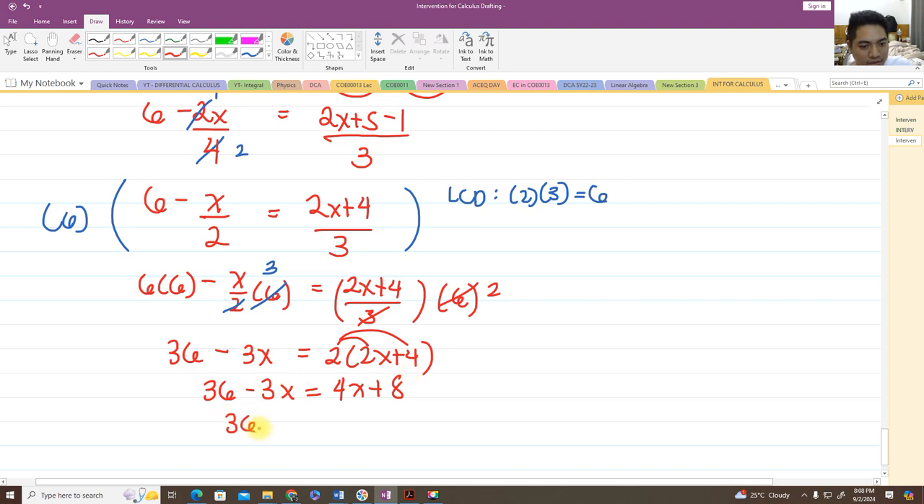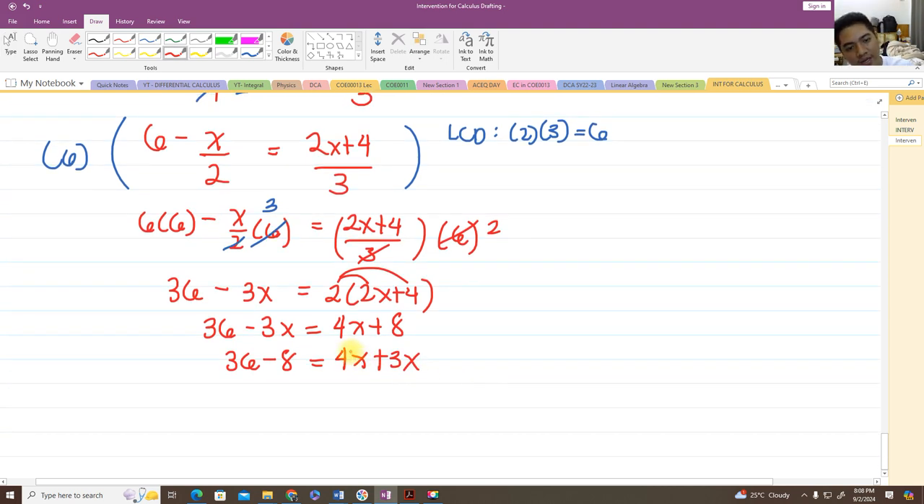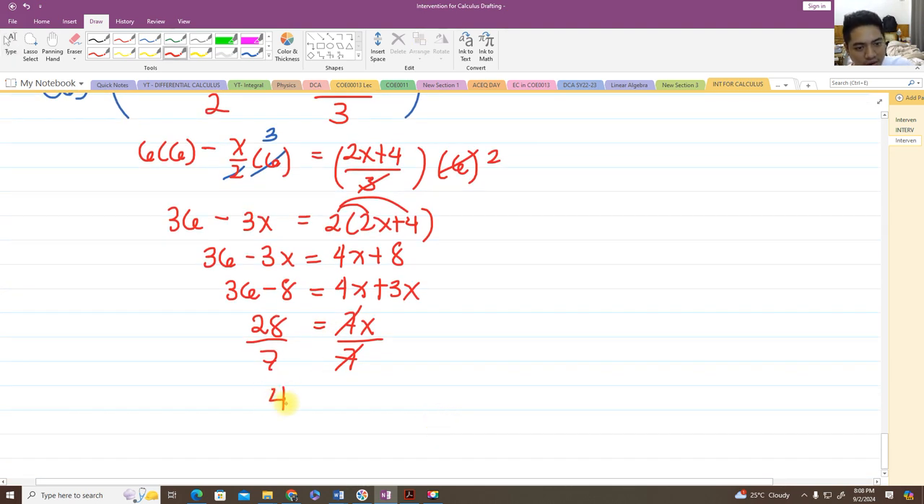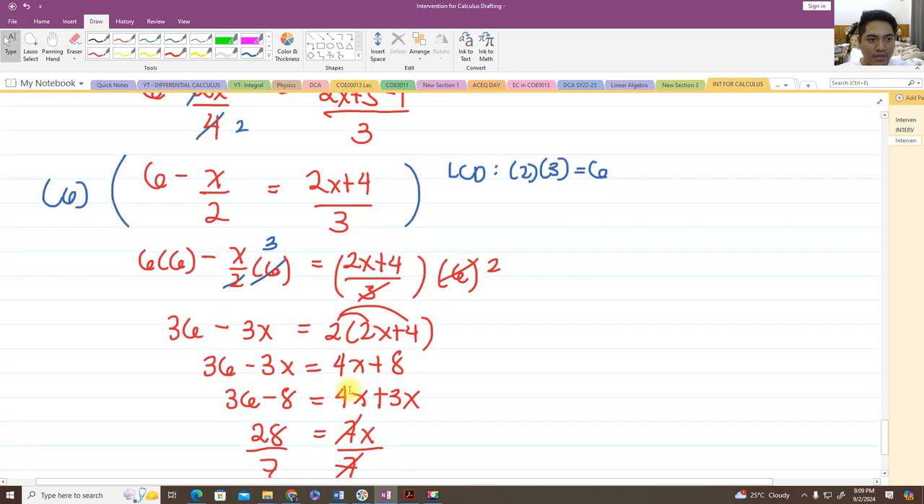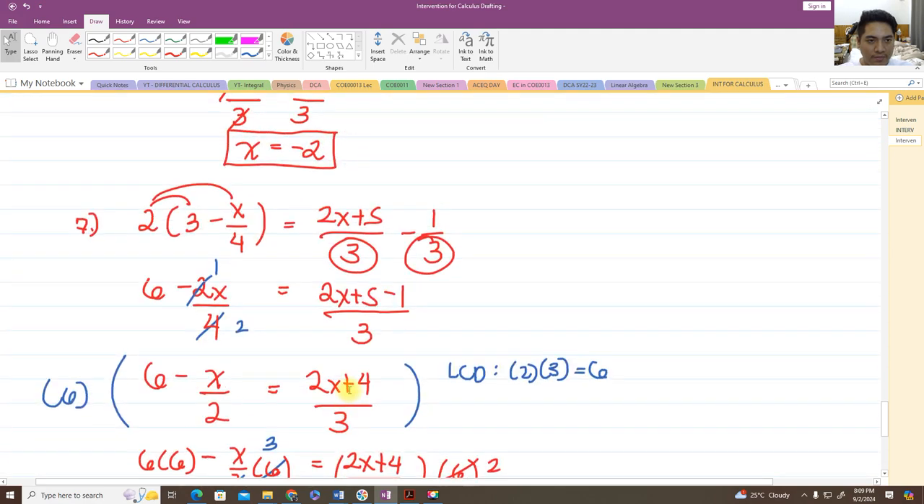Okay, so you have 36 minus 8, transpose. You have 4x plus 3x. Okay, so 36 minus 8, I think that would be 28. Then you have 4x plus 3x is 7x. Divide both sides by 7 to get the value of x. 28 divided by 7 is 4. Then you have x equals 4. 7 times 4 is 28. That is x equals 4. So the solution for this linear equation is 4.